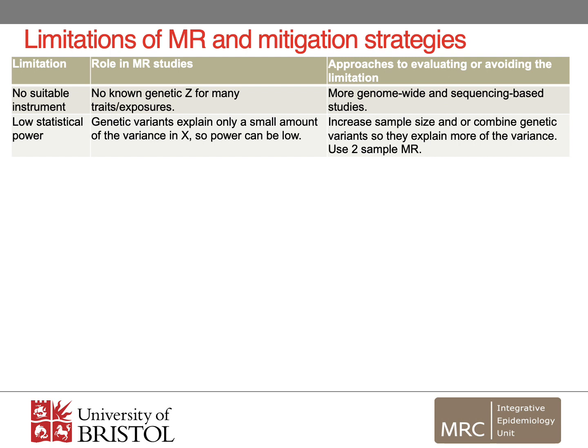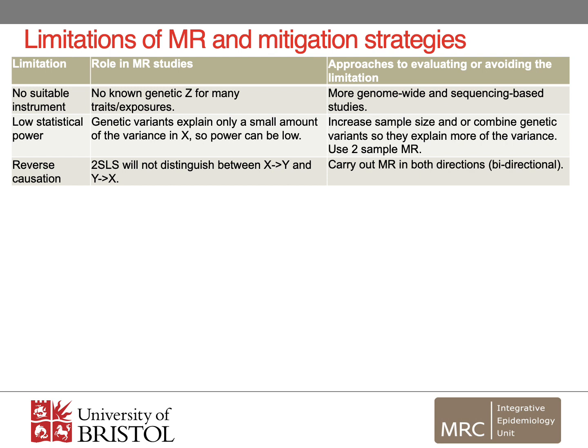MR studies often suffer from low statistical power. Genetic variants explain only a small amount of the variance in an exposure or a trait, so power can be low. If the association between Z and X, our instrument and our exposure, is weak, and the sample size is low, then the causal estimate can be biased, and this is known as weak instrument bias. To avoid this, MR studies should use large sample sizes, but they can also combine genetic variants into an instrument that explains more of the variance in X. Another way to increase power is to use two-sample Mendelian randomization, which I'll discuss in more detail towards the end of this lecture.